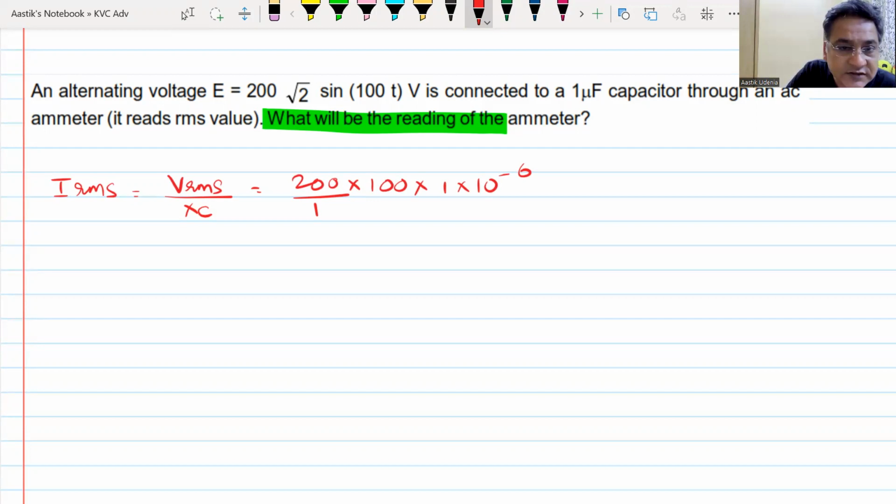So this was the case of purely capacitive, purely resistive and purely inductive circuits. Now what I will try to do is put all these things into one table so that at one place you are able to get everything.